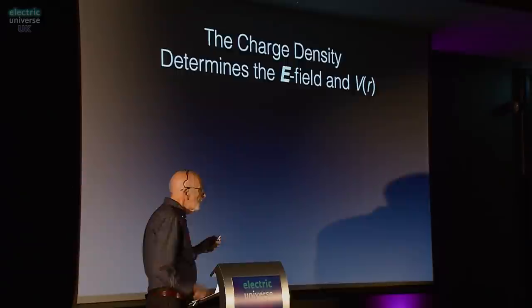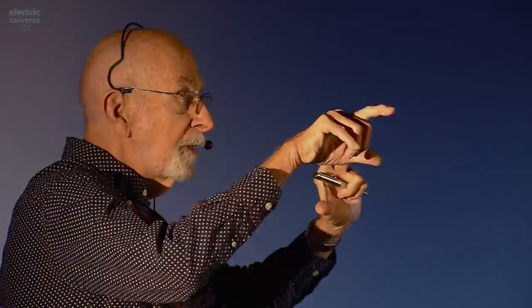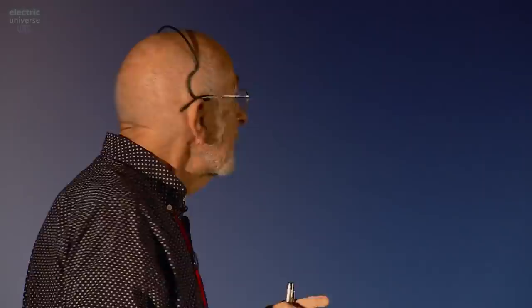then Maxwell's equations say, okay, Don, if you know what the rho is, you can find the E field and the voltage. In other words, look at that cross-section of the Birkeland current. You can see how the E field varies with radius. That's electric force, the force per unit charge accelerating stuff outward, right? You can determine that mathematically. And if you find the E field, you can integrate that and find what the voltage looks like. You can plot the voltage.